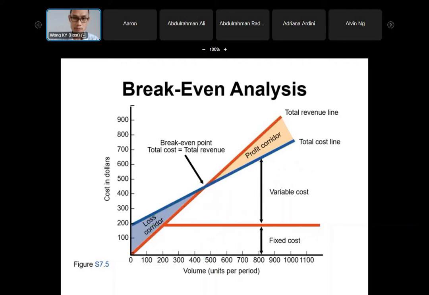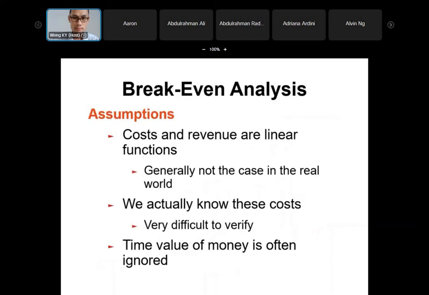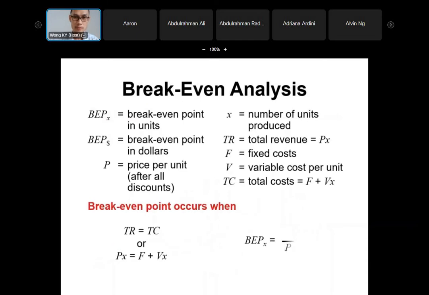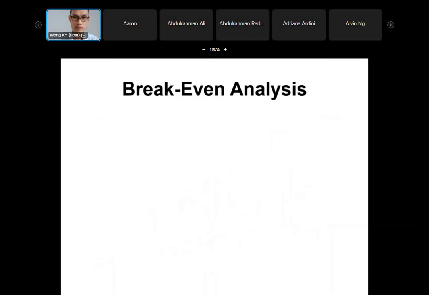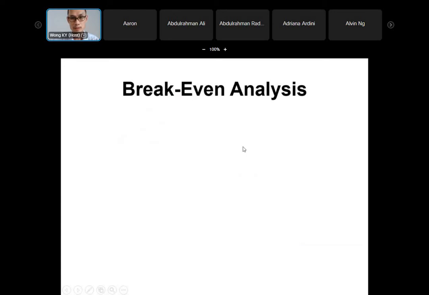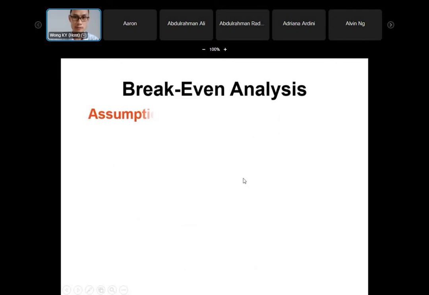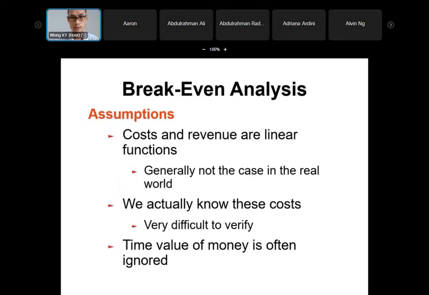Okay, so let's look at formulas. How can we get the break-even point? Before the formula, you must understand the assumptions that we make in break-even. The first assumption is that cost and revenues are linear functions. As you see, all of them are straight lines. So that is the first assumption that you have to make. We have to assume cost and revenues are linear.